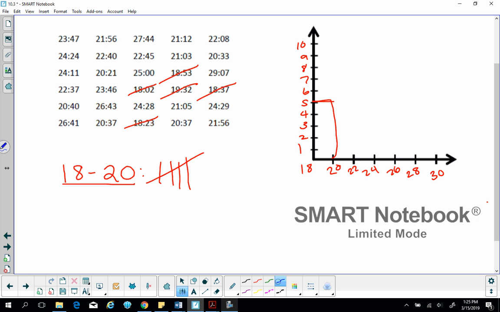Now let's do the next one. Next one's 20 to 22. So from here, how many are 20 to 22? How many right here? Like the time between 20 and 22 minutes. Yep, this one. 1. How many in the second column? 1. Here's 1. Here's 1. Here's 1. 3. It's just between 20 and 22.